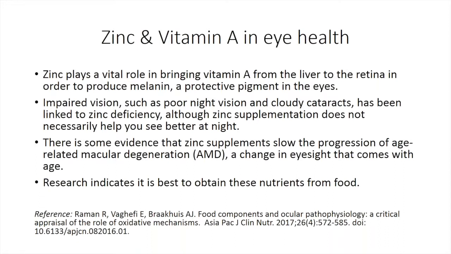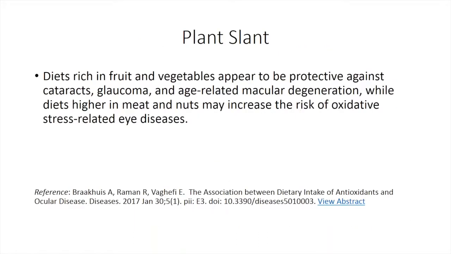I guess one-nutrient studies are probably not so useful as multiple nutrient studies. So vitamin A with zinc, with the right carotenoids, may have produced a different outcome. And there is some evidence that zinc supplements slow the progression of AMD and the change in eyesight that comes with age. Yes, it certainly does. Research indicates it's best to obtain these nutrients from food, I would say always. However, it's just simply not possible on certain occasions, which is why I've got my pot of lutein 20 milligrams by my side, and maybe you will too. So it seems that in this study, diets rich in vegetables and fruits appear to be protective against these conditions.